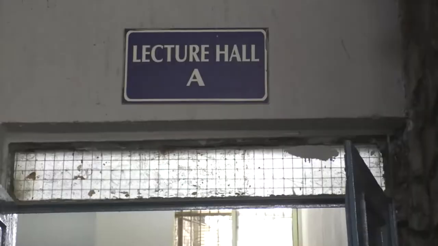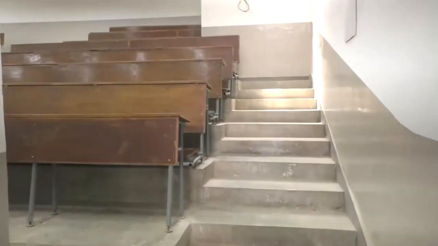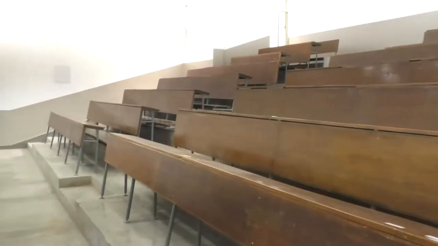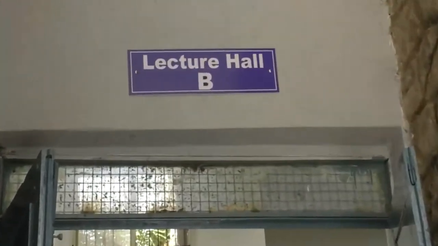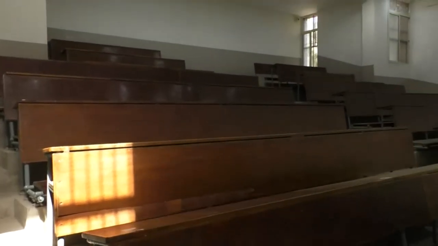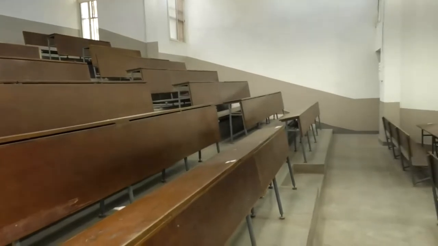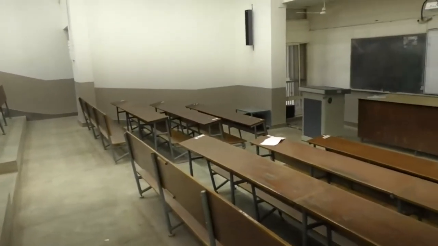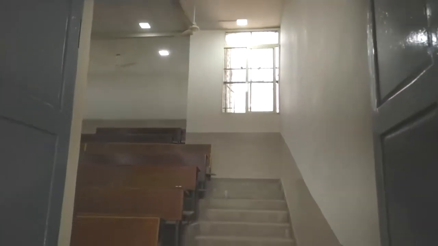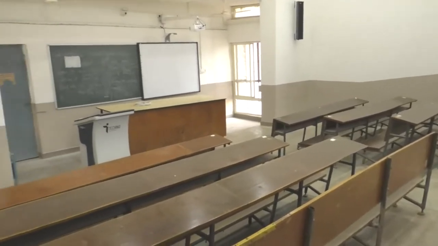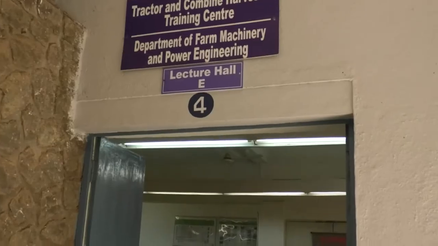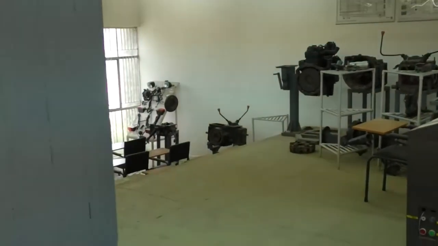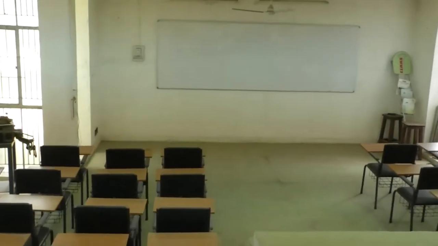This is lecture hall number A. Interior part of the lecture hall where students sit and lectures are delivered. This is lecture hall B. All the lecture halls are equipped with digital display and systems through which classes can be conducted digitally. This is lecture hall number C. This is lecture hall D. This is lecture hall E. This is lecture hall F.